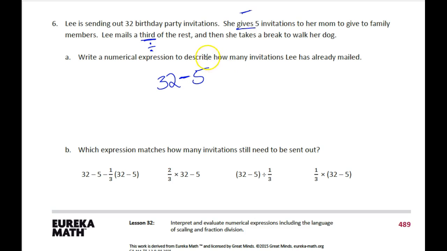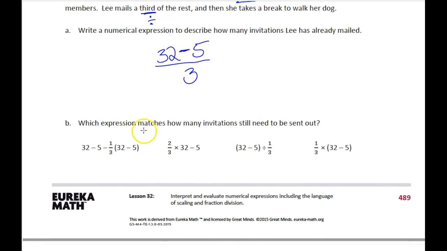And then the next thing she's going to do is mail 1/3 of the rest. So if we figure out 32 minus 5, and then we divide that by 3, that should tell us how many she mailed before taking the break with the dog. And then we're going to take a look at this next part. Which expression matches how many she'll still need to send out?